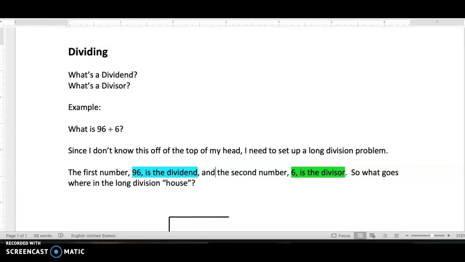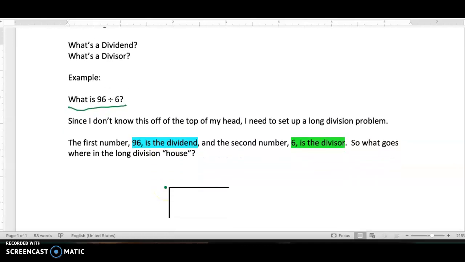So what is a dividend? What is a divisor? Here's an example where we have a question that says, what is 96 divided by 6? Since I don't know this off the top of my head, I need to set up a long division problem. But with the long division problem, I have to know who's the dividend and who's the divisor. So let's take a look at this.